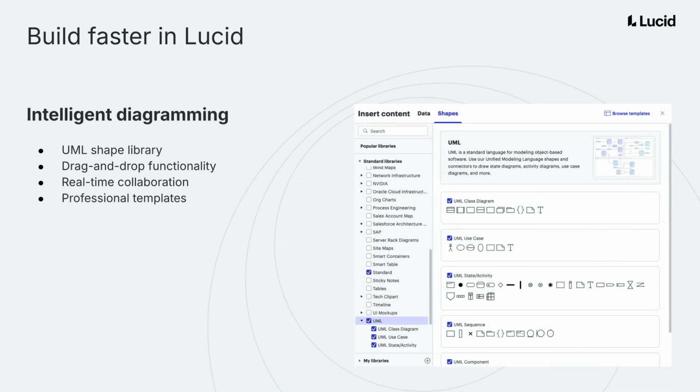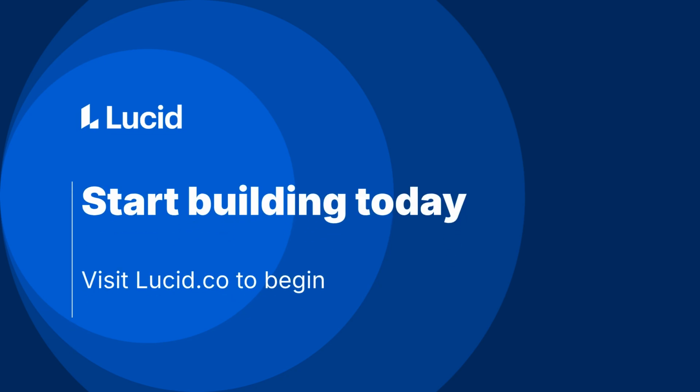In Lucid, you can simply click and drag to snap shapes together. Use the dedicated UML library to ensure your notation is perfect, and invite your team to collaborate in real time. You're ready to master your system architecture.